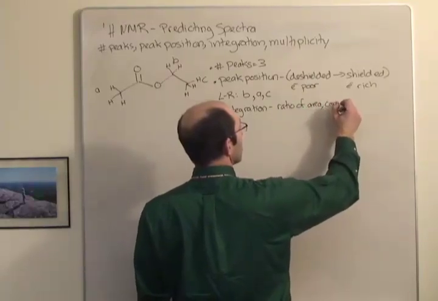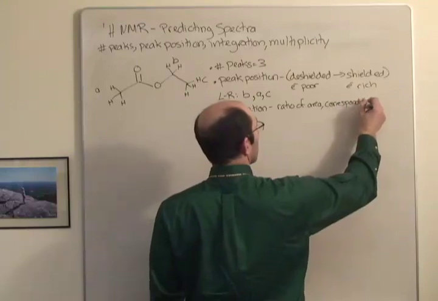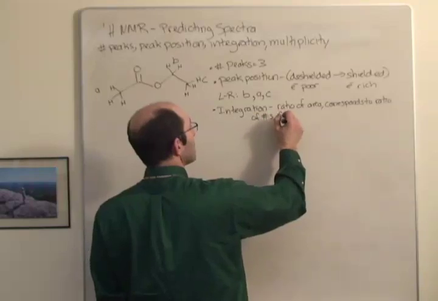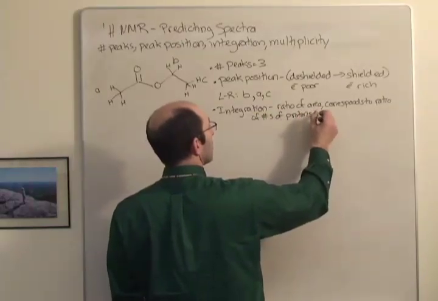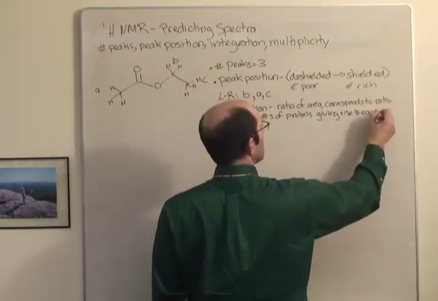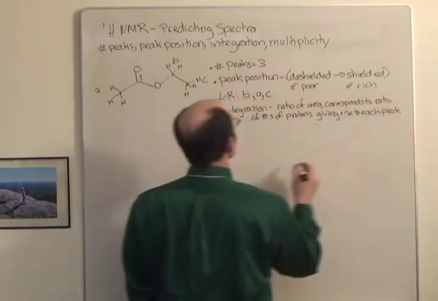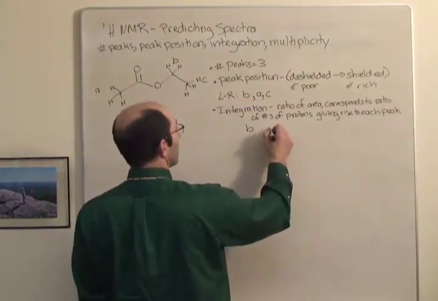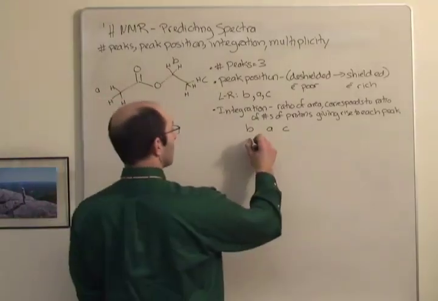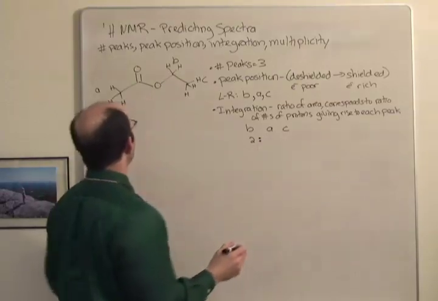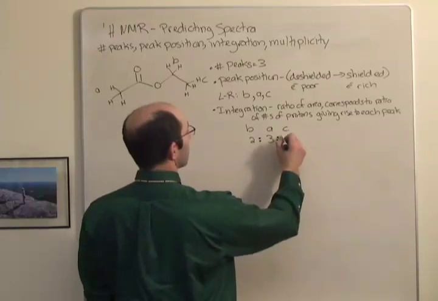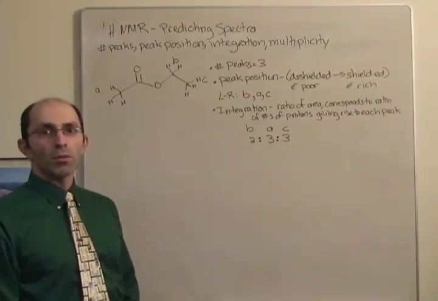All right, so integration is just a ratio of area that corresponds to ratio of numbers of protons giving rise to each peak. So if we look at B, A, and C, 2 protons give rise to B, so that will be 2. A, we have 3 protons, so it's 2 to 3, and then C is also 3. So the integration ratio will be 2 to 3 to 3.